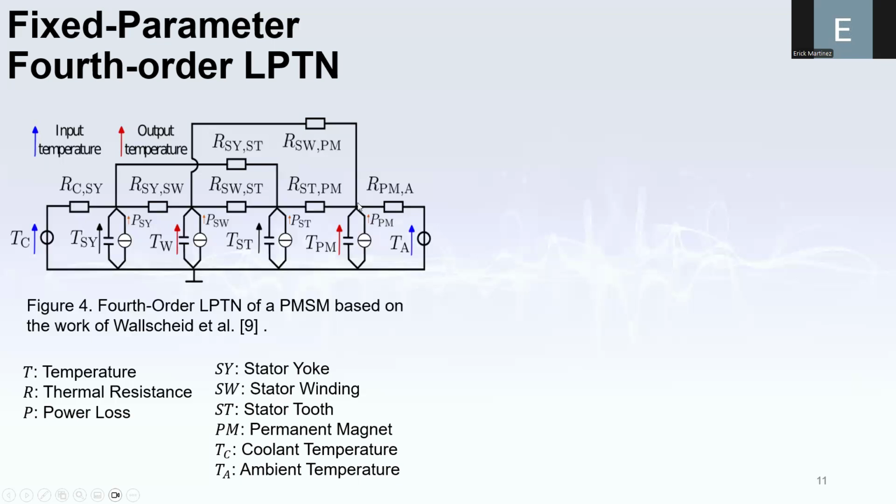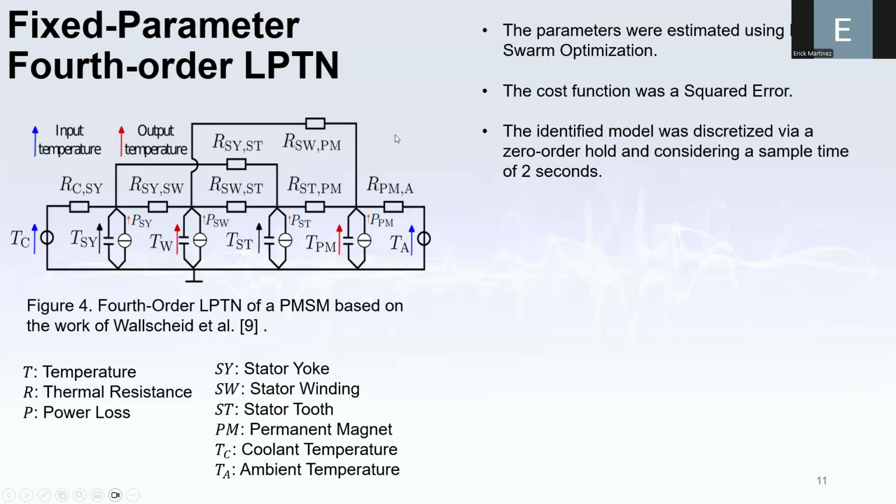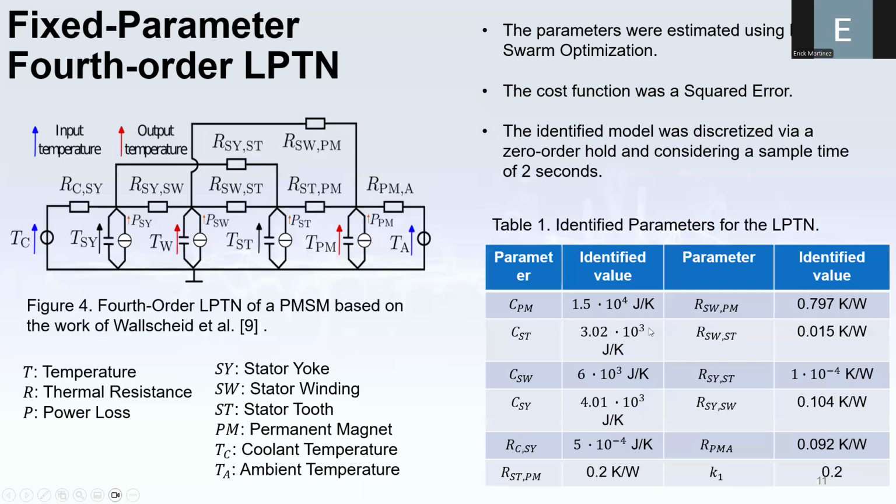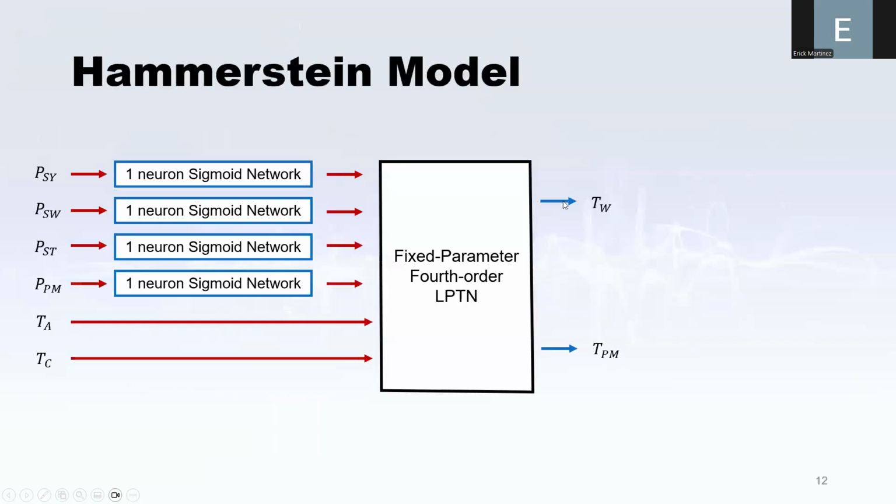For this study, or this first approximation, we assume that all these parameters, the resistances, were fixed. In order to estimate these parameters, we use particle swarm optimization. The cost function was the square error, and the identified model was discretized via zero-order hold, considering a sampling time of 2 seconds. In table 1, you can see the results of the identified parameters.